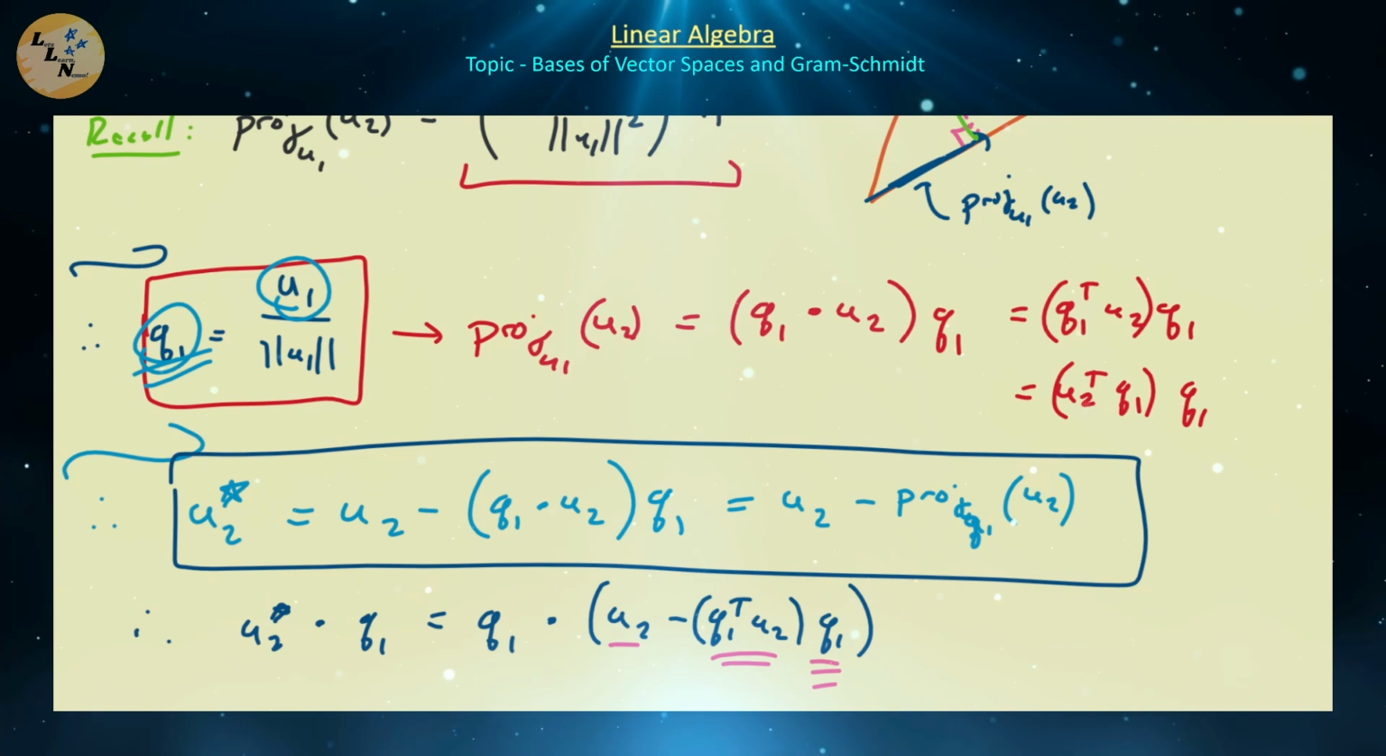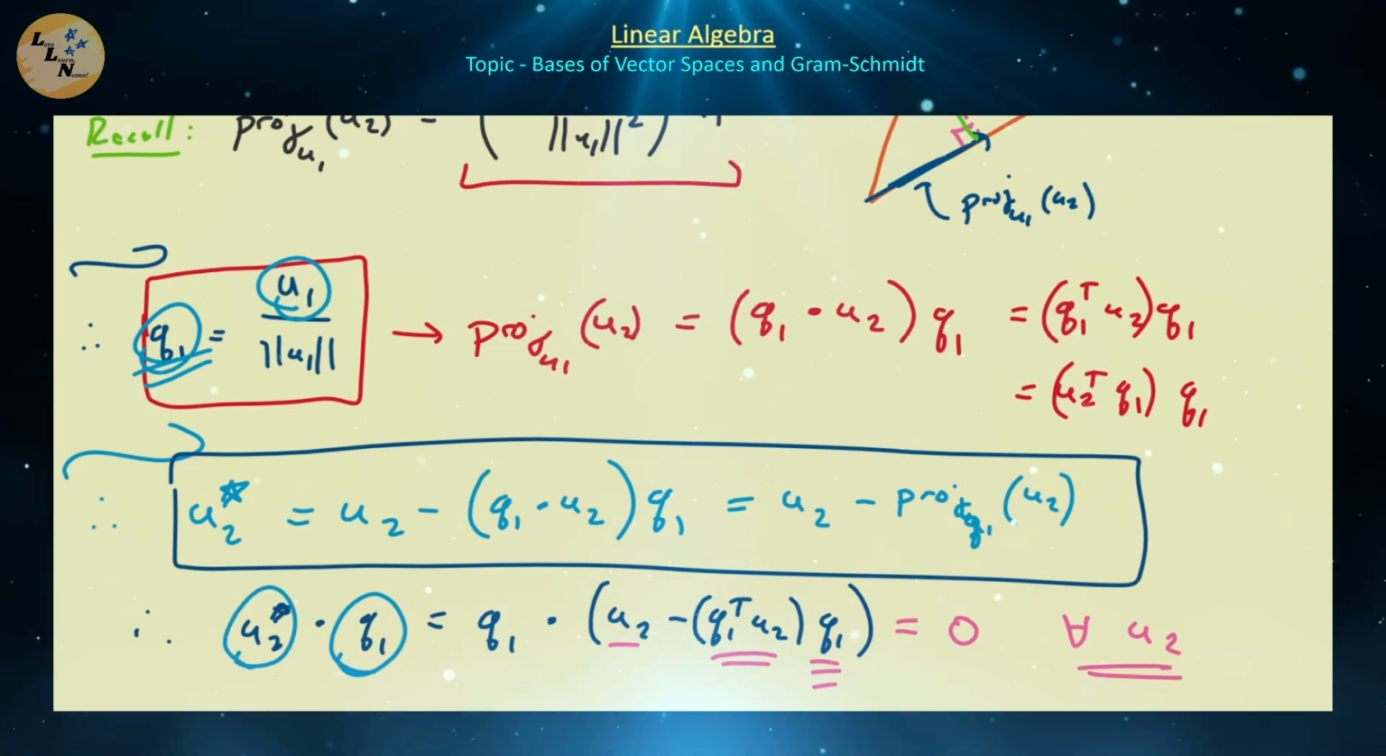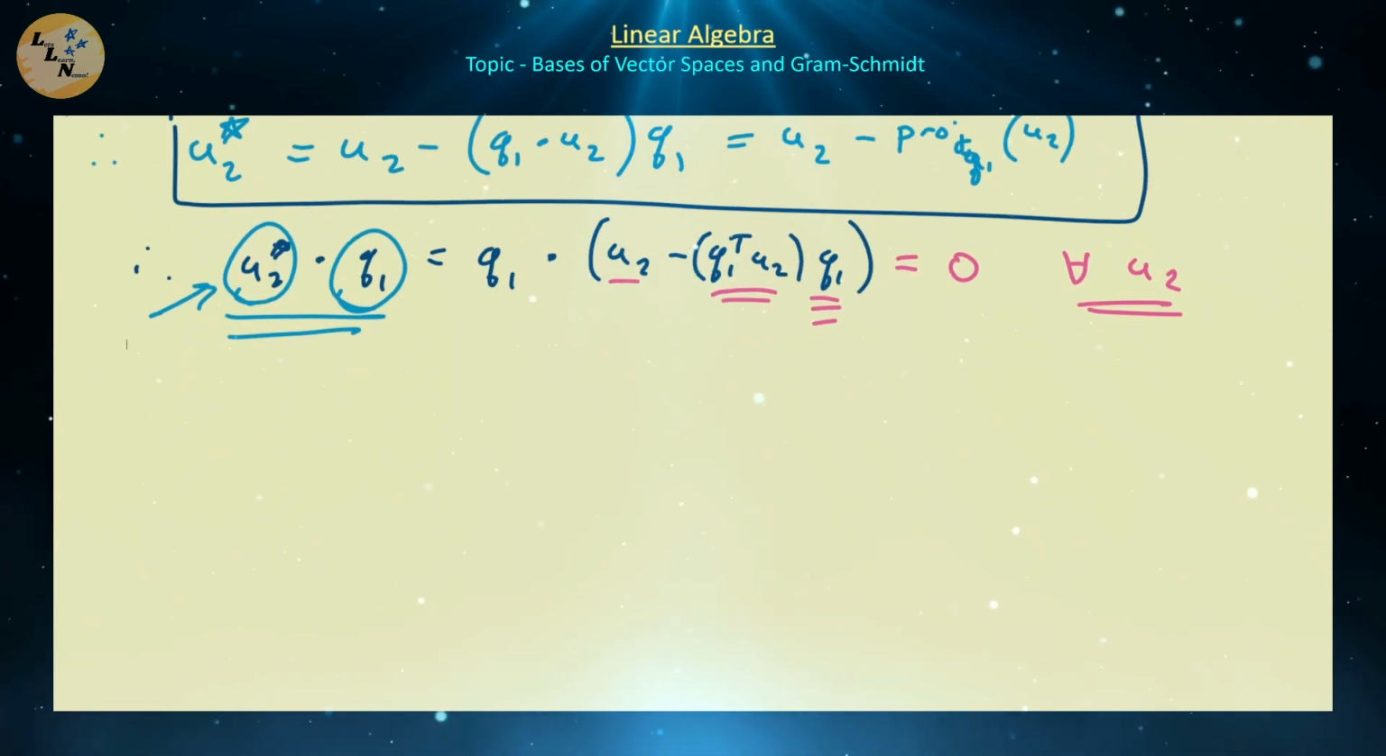This is always going to come out to 0 for any U2, even if it's the 0 vector. That is, if we have a vector Q1, and it doesn't have to be a unit vector, but we of course are forcing it to be, and we define U2 star as this particular vector, then that always creates an orthogonal set. Not necessarily an orthonormal set, because U2 star is not necessarily a unit vector, but at least U2 star is orthogonal to Q1.